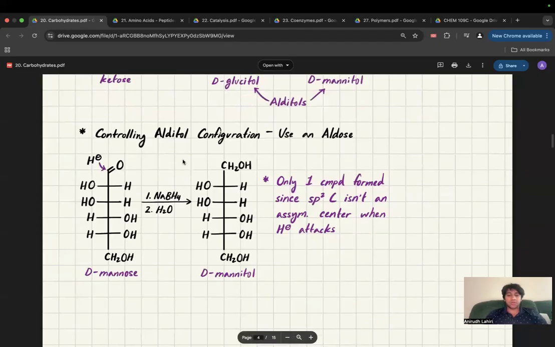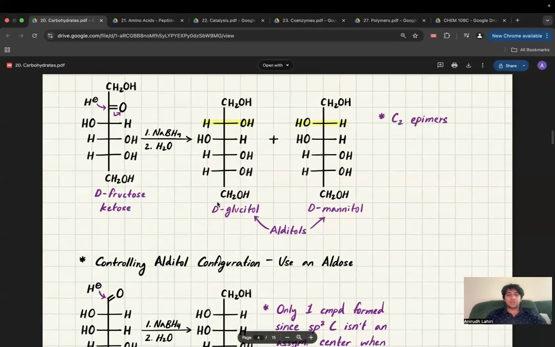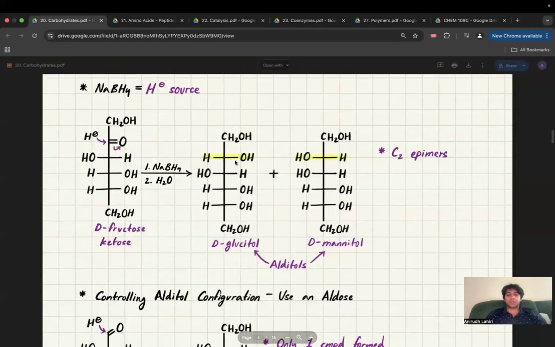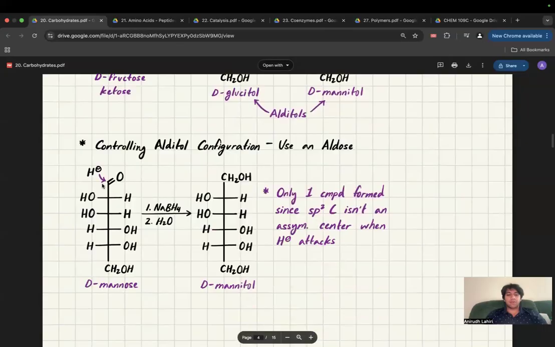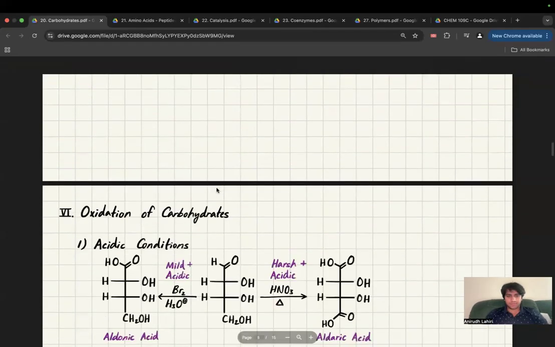So an alditol is basically when we have CH2OH on both sides, right? So this is something called an alditol. So only one compound is formed because an sp2 carbon isn't an asymmetric center when the hydrogen attacks, right? So when we attach the hydrogen here, we're forming an asymmetric center, right? But we're not doing that here because we already have one hydrogen. So we're just adding another one, which means we just have two of the same group connected to a carbon, which means that we don't have an asymmetric center.